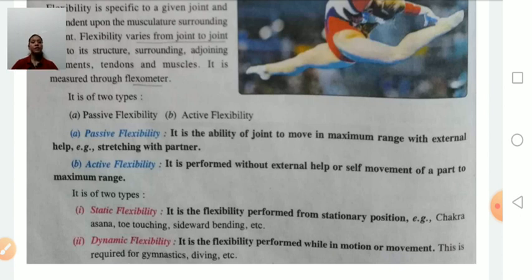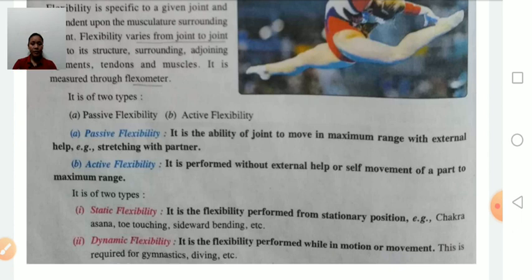Flexibility means performing without the external help. Stretching means the ability of a joint to move through its maximum range without any external help. It is of two types: static flexibility and dynamic flexibility. Static means fixed.